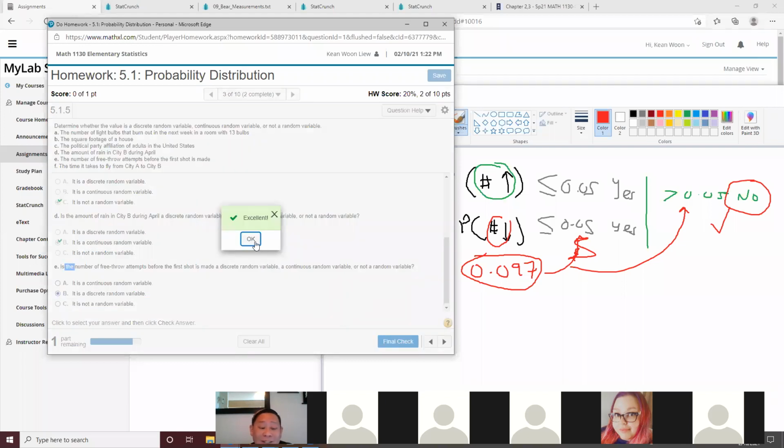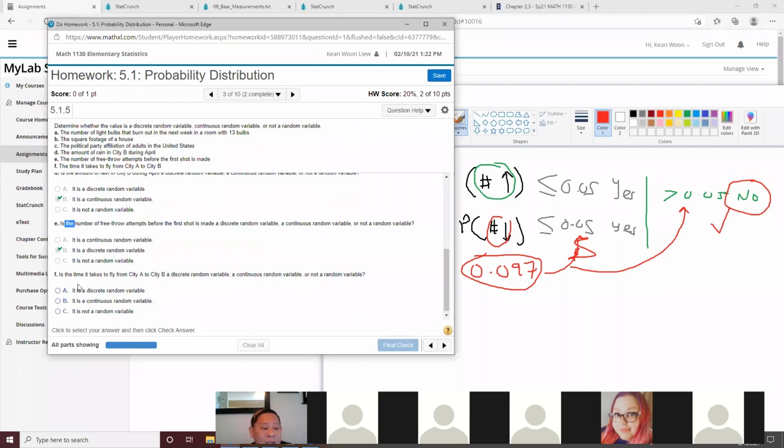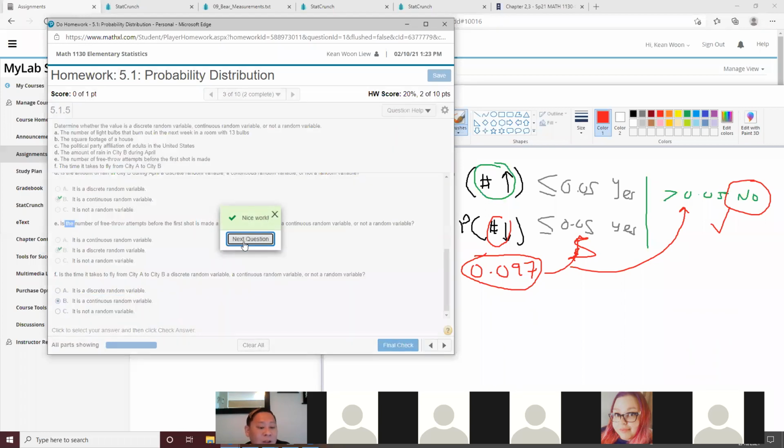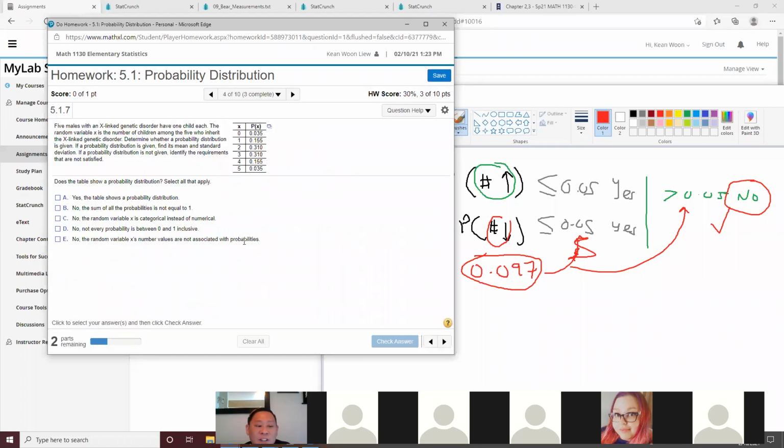So make sure you guys, this is not tough, okay? The time for you to fly from one city to another city, can it be decimal or can it be 1, 2, 3, 4 hours? Discrete or continuous here? Continuous. Time is always continuous. You guys all right here? Pretty much easy, right? Next, you want to figure out if this is a probability distribution.